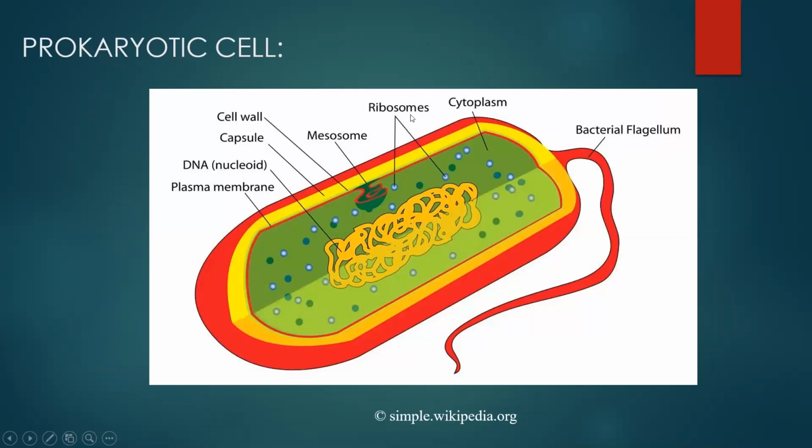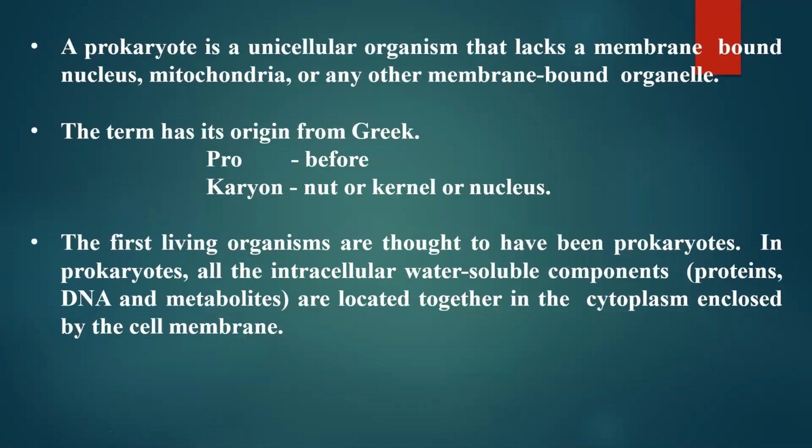Now this is the prokaryotic structure. You can see that there may be a cell wall, capsule, and DNA in the form of a nucleoid. It means they have no specific organelle like a nucleus, but the genetic material is found in a twisted, helical structure. It has mesosomes, ribosomes, and cytoplasm. Then the bacterial flagellum. In further study you will see that flagella have different types, but this is the basic structure of a bacterium or prokaryotic organism.